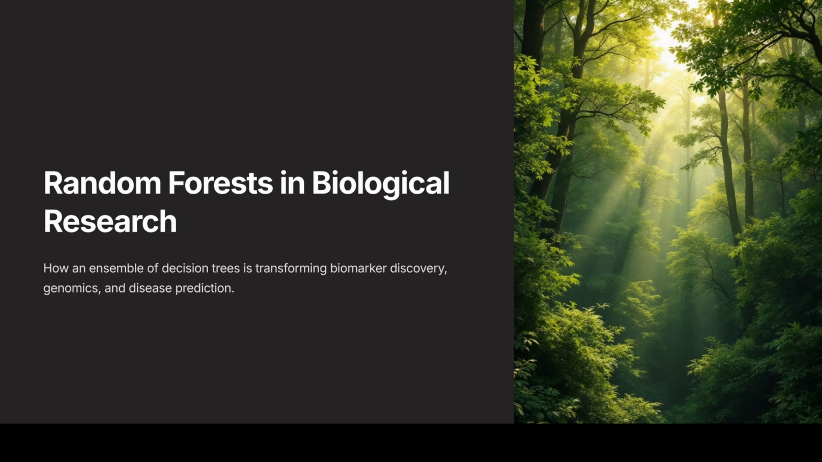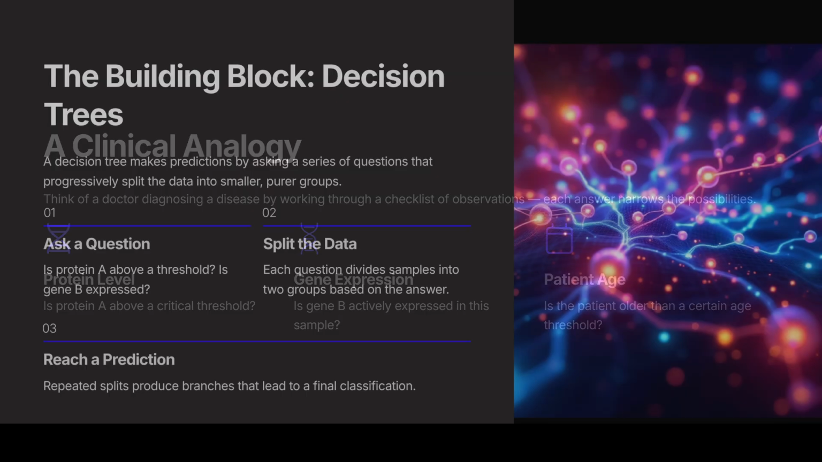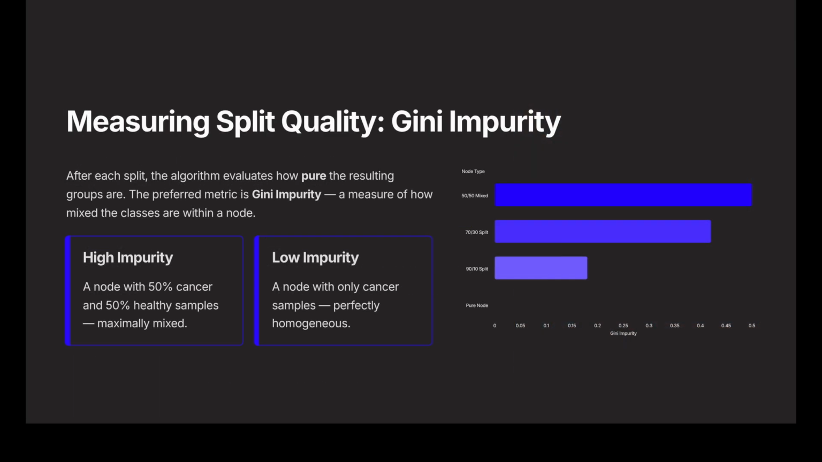Imagine a doctor diagnosing disease. They might ask questions like: is protein A above a certain level? Is gene B expressed? Is the patient older than a certain age? Each question splits the dataset into smaller groups. The goal of each split is to separate the data so that the resulting groups are as homogeneous as possible. In classification problems, this means each group ideally contains samples belonging to the same class.